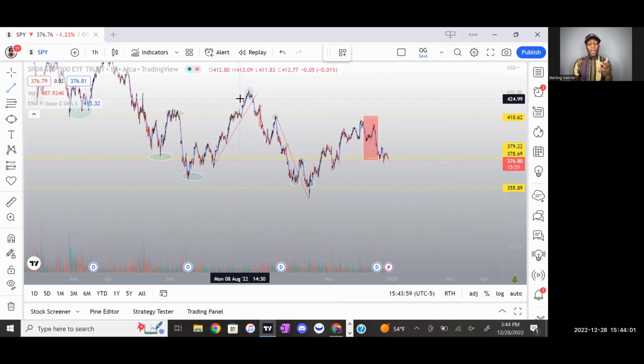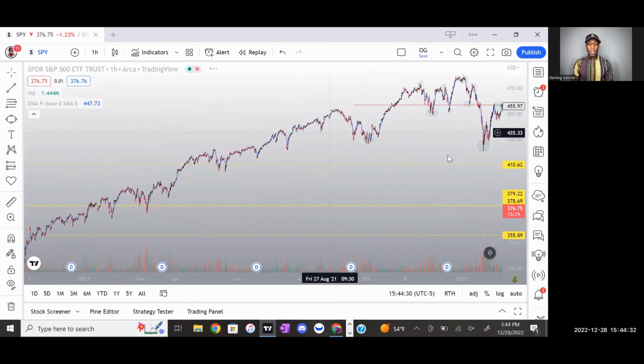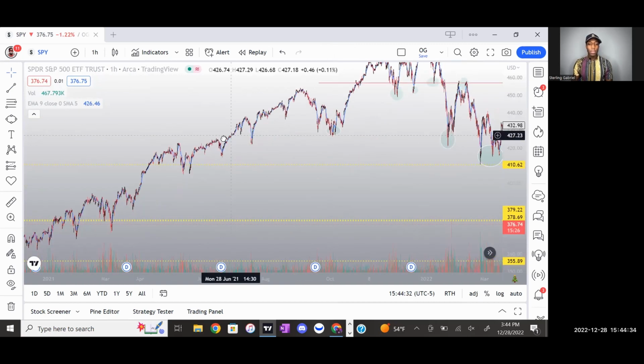Now, to make a valid trend line, you want at least 3 touches. You want at least 3 touches. Sometimes you can try to assume or anticipate that a trend line is going to have that 3rd touch and use that trend line again, but 3 touches really confirms the trend line. Okay, so this is a perfect example right here of a good trend line.